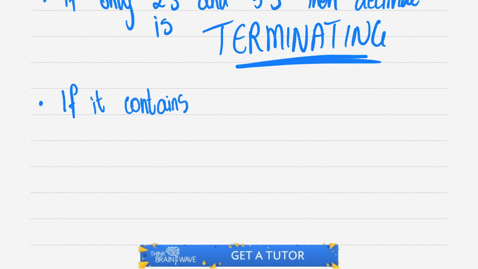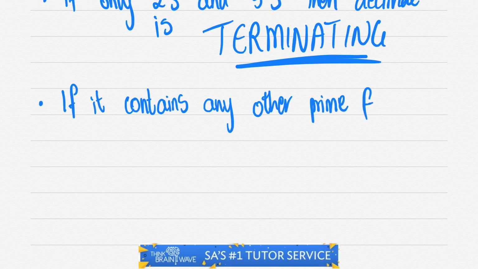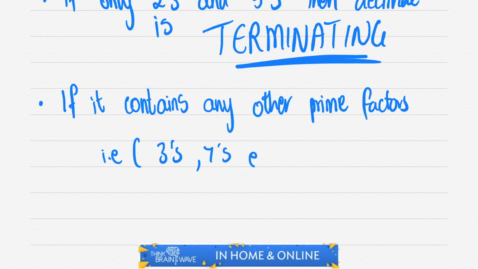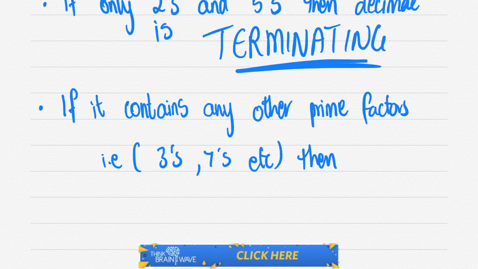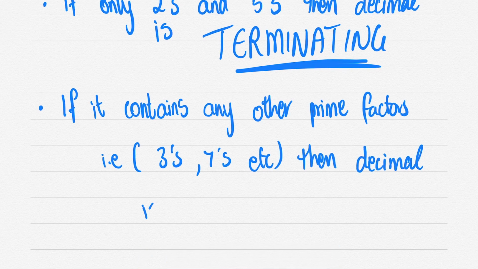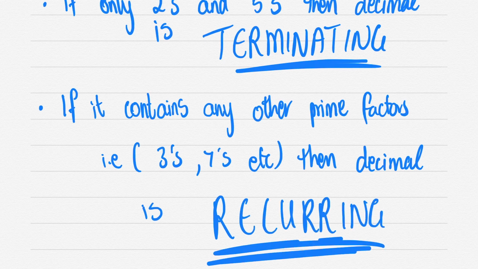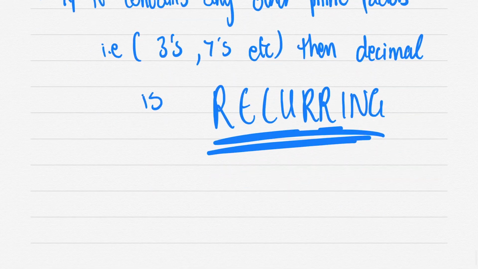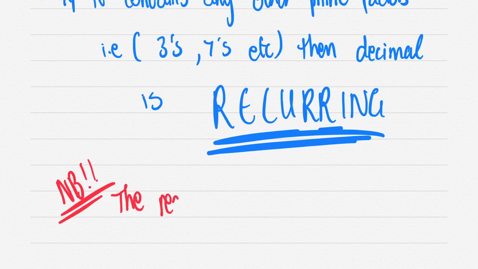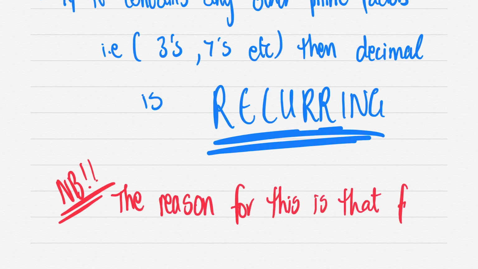If it contains any other prime factor, for instance, the 3's, the 7's, the 11's, etc., then the decimal is recurring or non-terminating. Okay? We understand what recurring and non-recurring is. So let's just make a quick note. So let's make a nota bene.